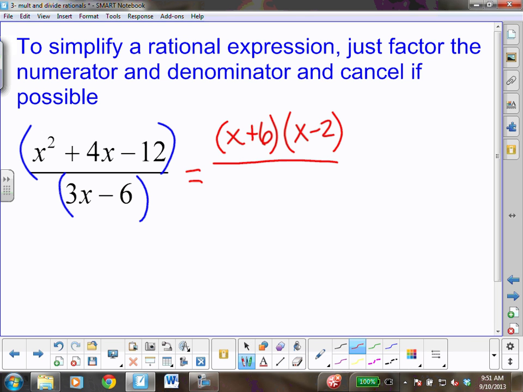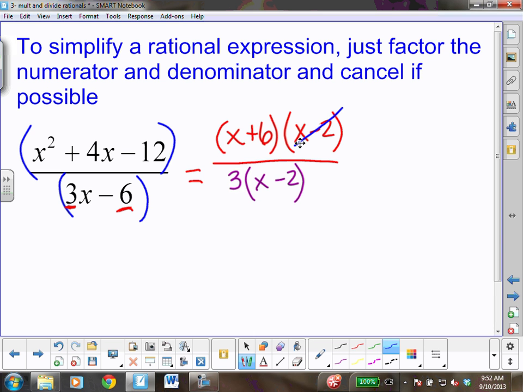Now let's look at the bottom. I only have 2 terms, so I want to see if I have a greatest common factor between the terms. I have a 3 and a 6, so the 3 can factor out of both terms. When I divide both terms by 3, I end up with x minus 2. Now, if I can cancel things, I should. Again, the entire set of parentheses must be the same in order for you to cancel.